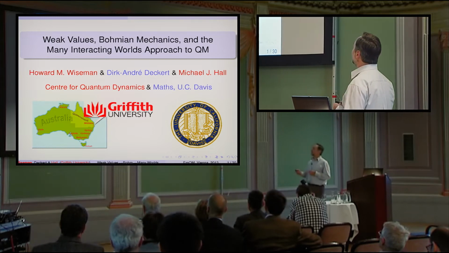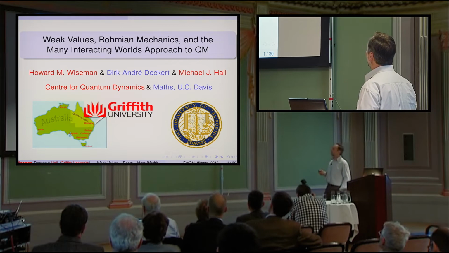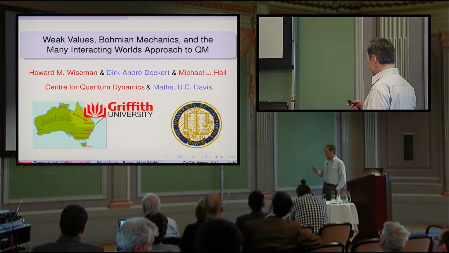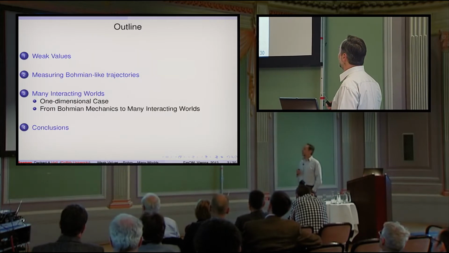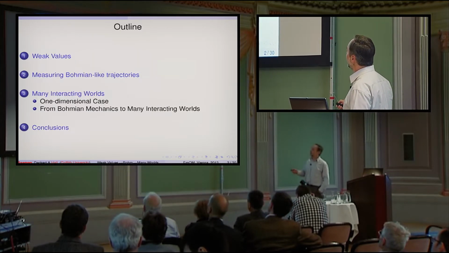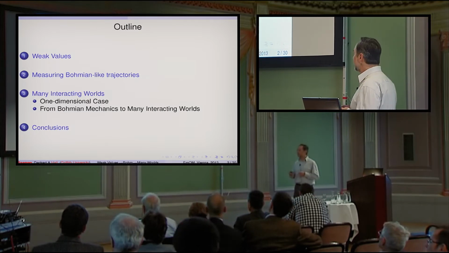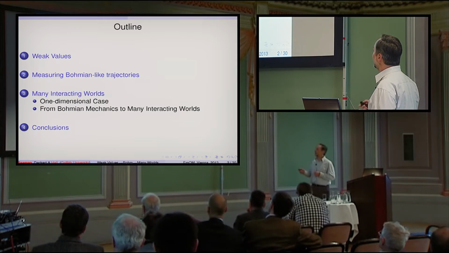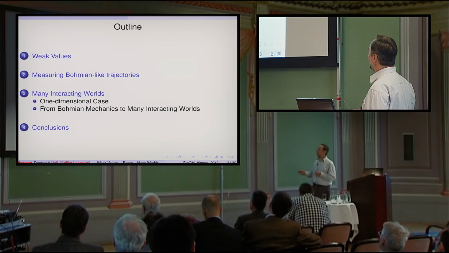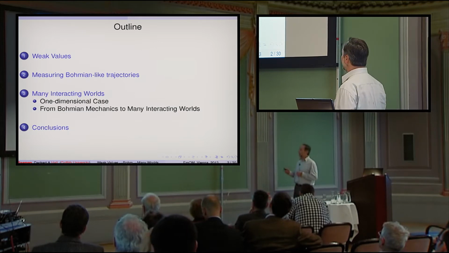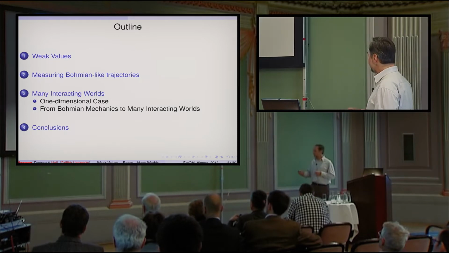Okay, so as you can see, I'm ambitiously trying to cover a lot in my talk, and a lot of things that have come up elsewhere and will continue to come up elsewhere in the conference. So I'm going to basically try to cover the first two topics fairly briefly, that is weak values and their relation to Bohmian-like trajectories. And then for the second half of my talk, hopefully talk mainly about this topic of many interacting worlds.